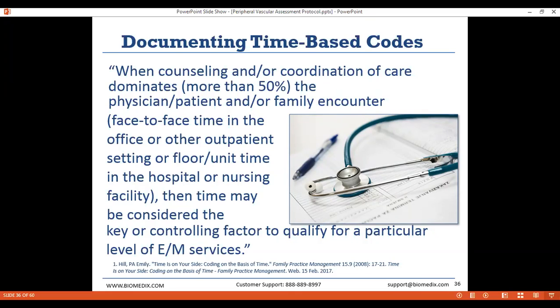So I want to highlight that when we're talking about coordination of care and the time that's spent, what we're talking about is the doctor or the care provider's time. So we're going to be spending some period of time performing a vascular assessment on the patient. That needs to take up less than 50% of the time that's being spent. So if we're billing for a 20-minute E&M code, the care provider or the doctor needs to spend at least 10 minutes and 1 second with the patient.